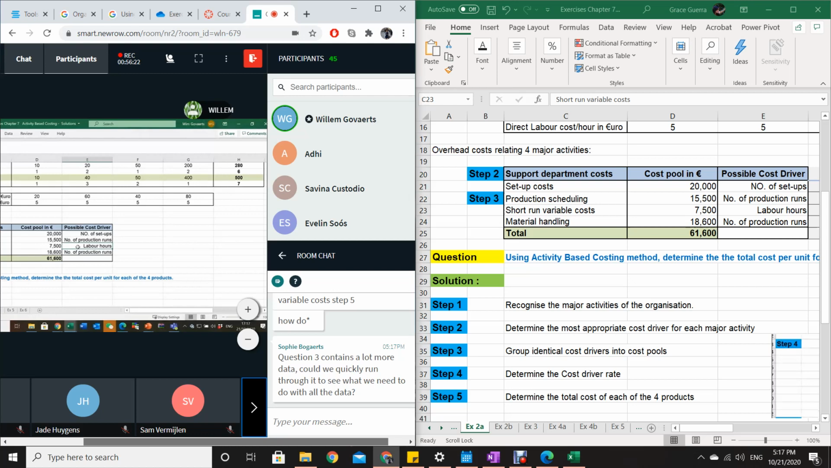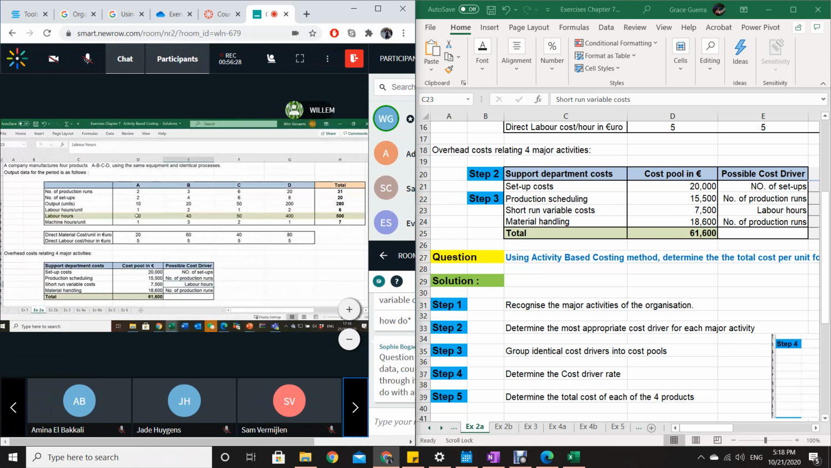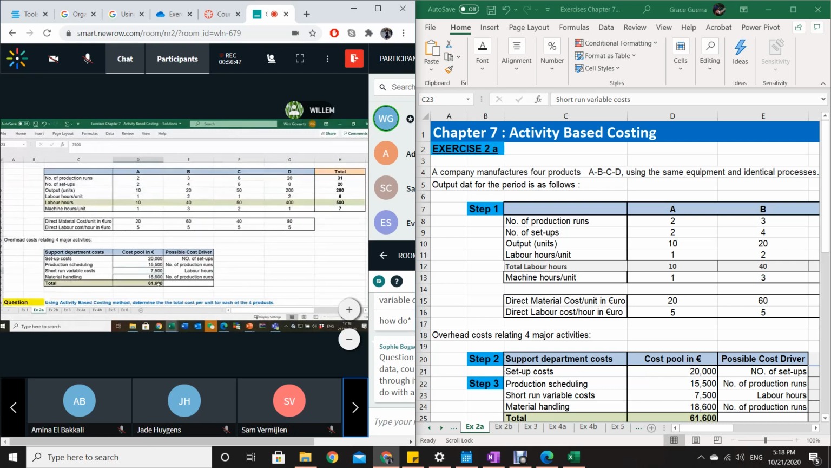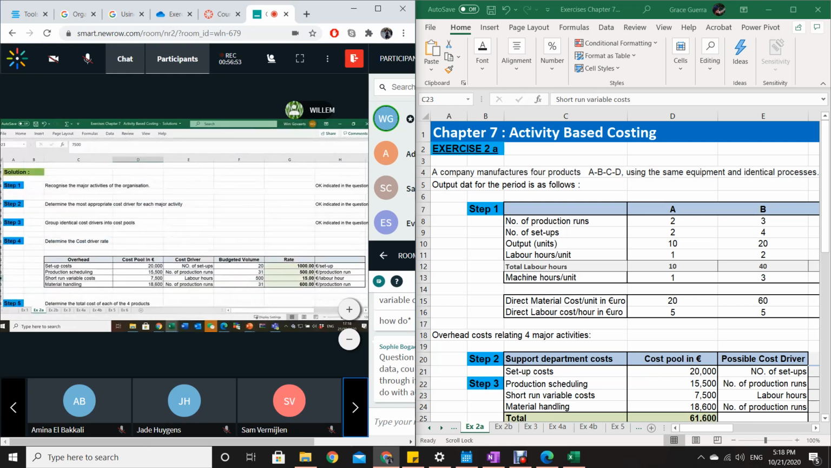So we should know very well from each product, A, B, C, D, how many labor hours we have. We have calculated this. It's 10 times 1 per unit, and for the number of units, 10, 40, 50, 400. So in total, there are 500 labor hours. When you do the rate, you divide 7,500 by 500. You see it in this line. Then you know that it is 15 euro per labor hour.